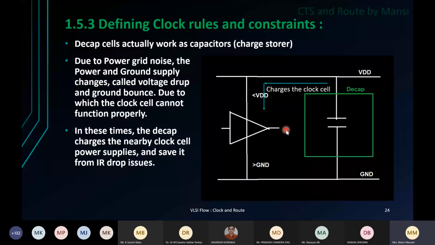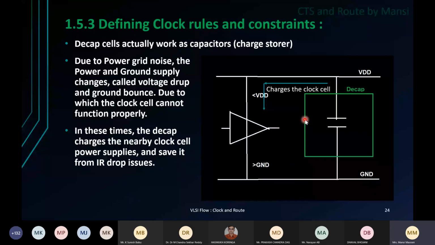At that point of time, this decoupling capacitor comes to help. It sees that the voltage differential between these is dropping, it's not the actual VDD, and then it starts charging the voltage supply for this clock buffer. That is how the clock buffer is saved from any kind of power supply noise. So this is very helpful while deciding the clock tree synthesis.